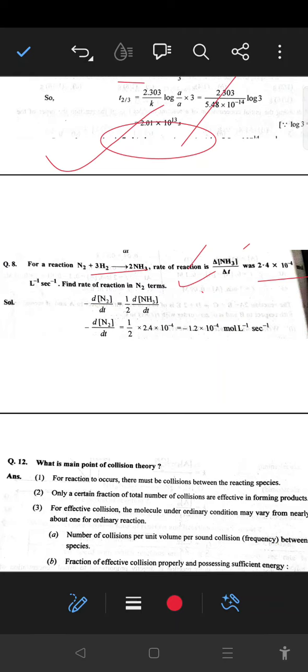So as we know, according to the rate of reaction rule, the decrease in concentration of a reactant will become equal to the reciprocal of the coefficient term times d by dt of the concentration term. So here we can solve this equation and put the value of ammonia concentration, and by solving it we will get the value of the decrease in concentration of nitrogen.